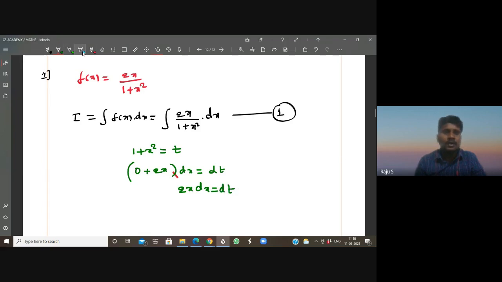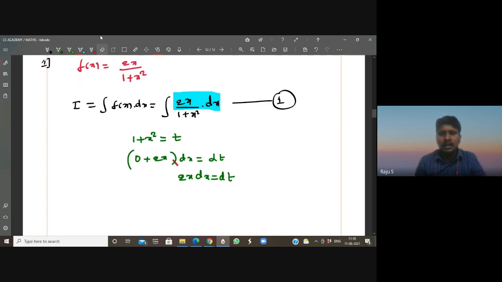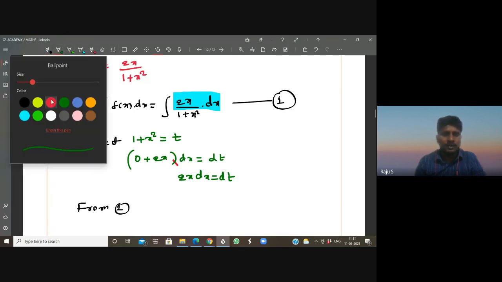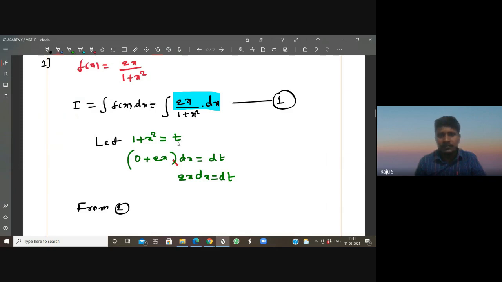Okay, what do you observe here? In the given integrand, this 2x dx becomes dt and 1 plus x square becomes t. Now from 1, let us take 1 plus x square as t. So differentiate on both sides. You have to write these steps. What will you write after this? Differentiate on both sides. Don't mention with respect to t or x. Okay, I'm differentiating LHS with respect to x, RHS with respect to t.